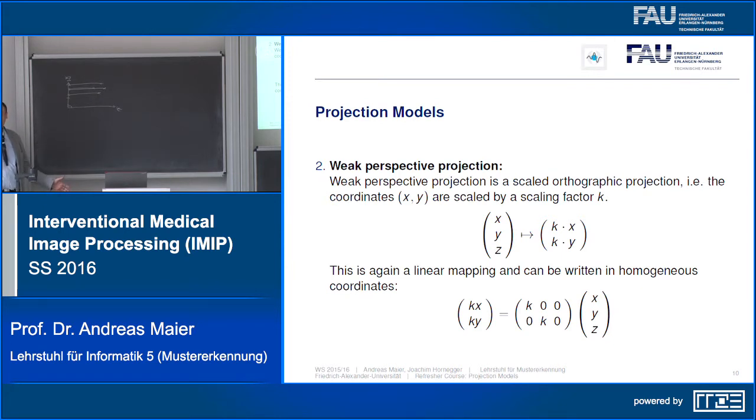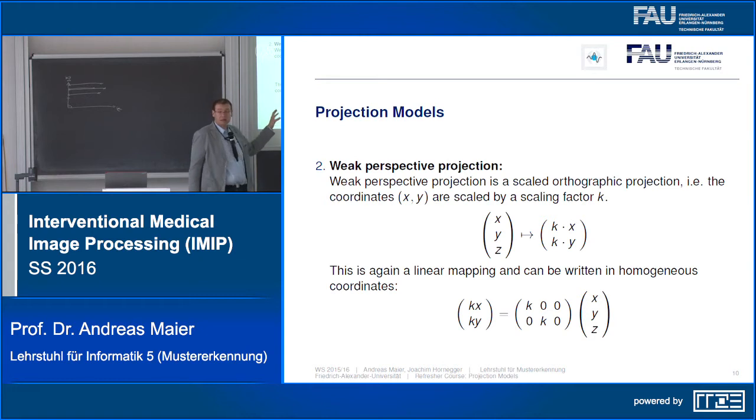It's still orthographic, and all of the scaling is only done in the detector plane. So again, all of the information along the depth axis is completely lost. The scaling is only determined by your k factor, and k is a property of the projection. So you will always get the same scaling independent of how far the object is away. But using such a model, you are at least able to describe a change in size.